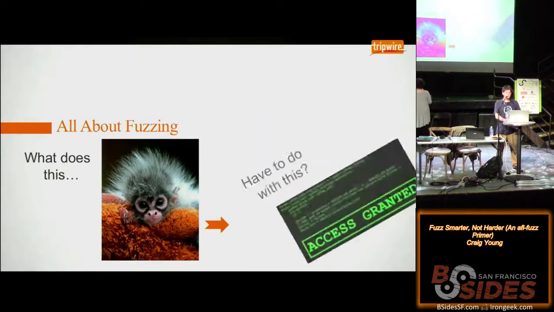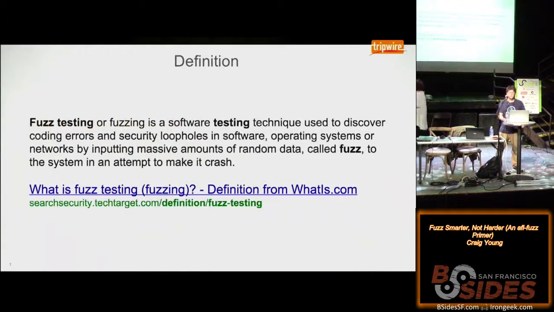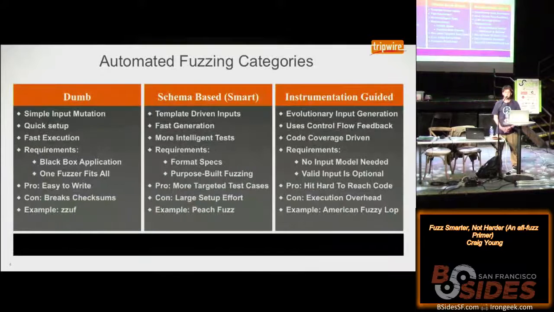So, what is fuzzing? Fuzzing at a general level is the concept of mutating input, passing it into some process, and looking for it to break. There are a couple categories of automated fuzzing that we'll go over very quickly. You have dumb fuzzers like ZZUF. Basically what you're talking about here is just blindly mutating a file and hoping for crashes to come out.